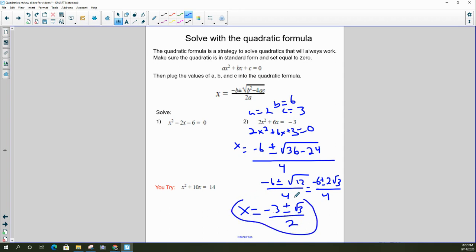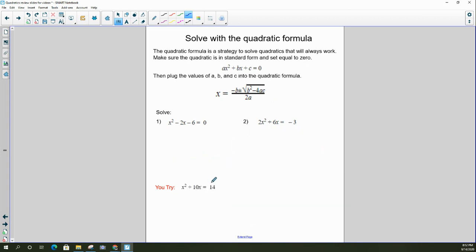All right, and now your turn to try: x squared plus 10x equals 14. Again, I'm going to subtract the 14. I'm going to get x squared plus 10x minus 14 equals 0. And I'll plug everything in.